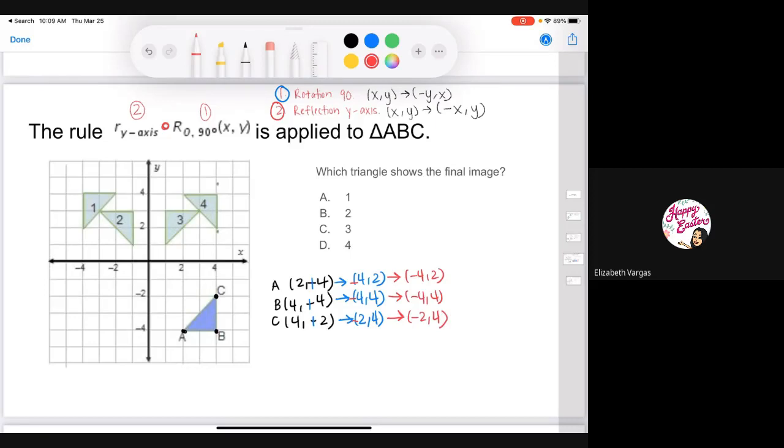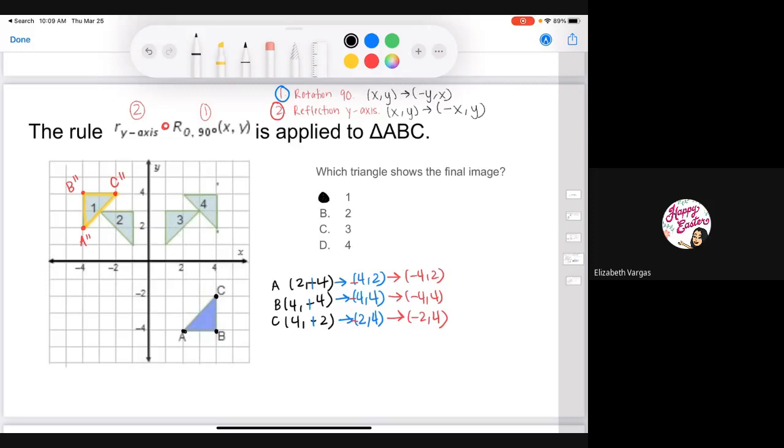And so now I want to see where that image is. So -4, 2. This would be my A double prime. -4, 4. This would be my B double prime. And -2, 4. This would be my C double prime. So that tells me that my resulting image is right here, which is figure 1. And so that's what I would select.